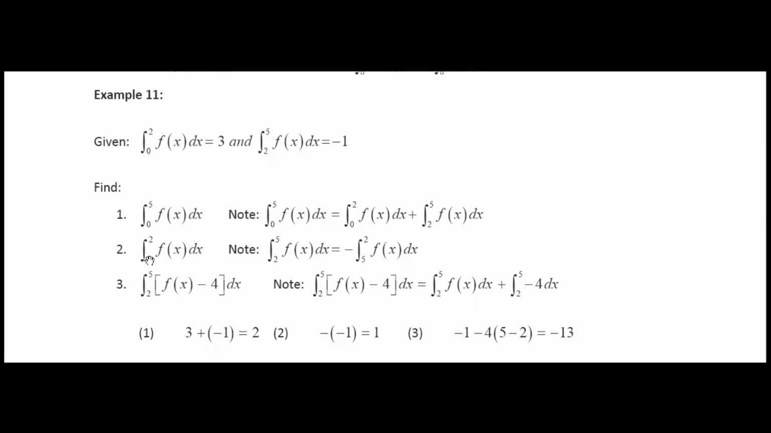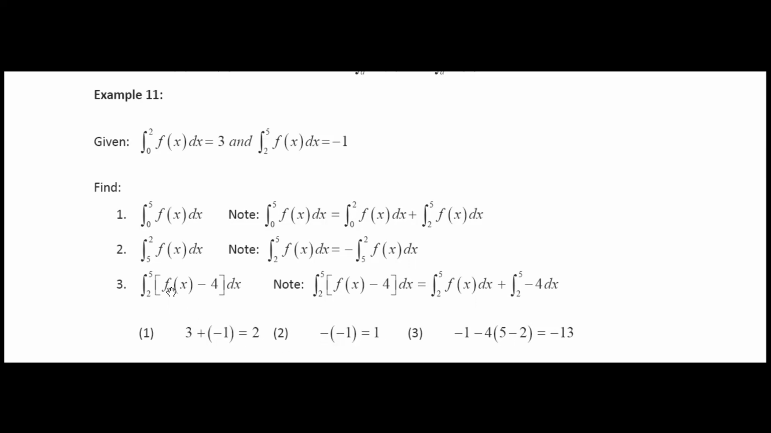Then we're asking part 2, what's the integral from 5 to 2? Well, the integral from 2 to 5 is -1. We've switched these numbers, 5 to 2, they're reversed. So it's the opposite of -1, which is +1.